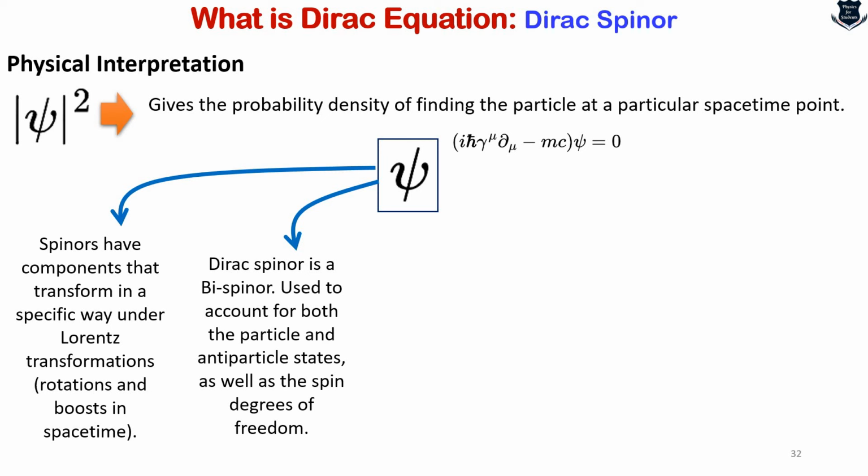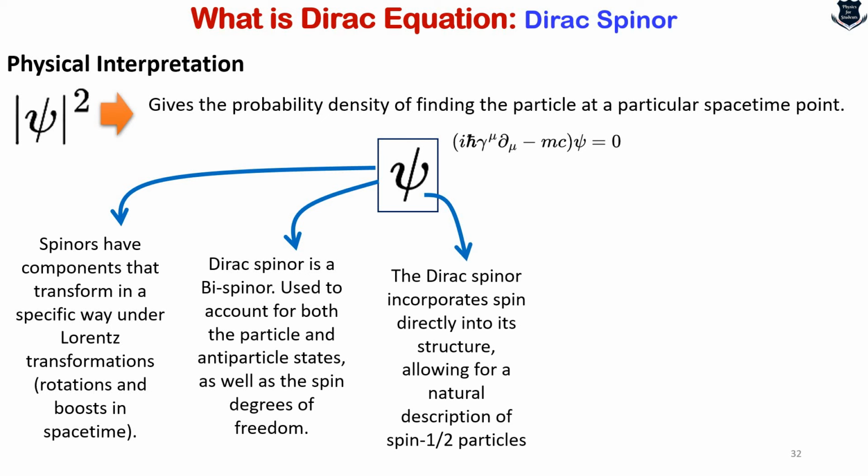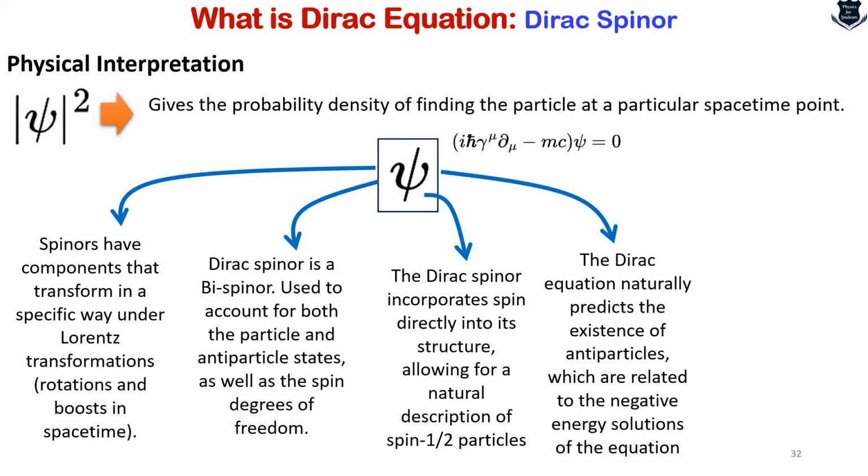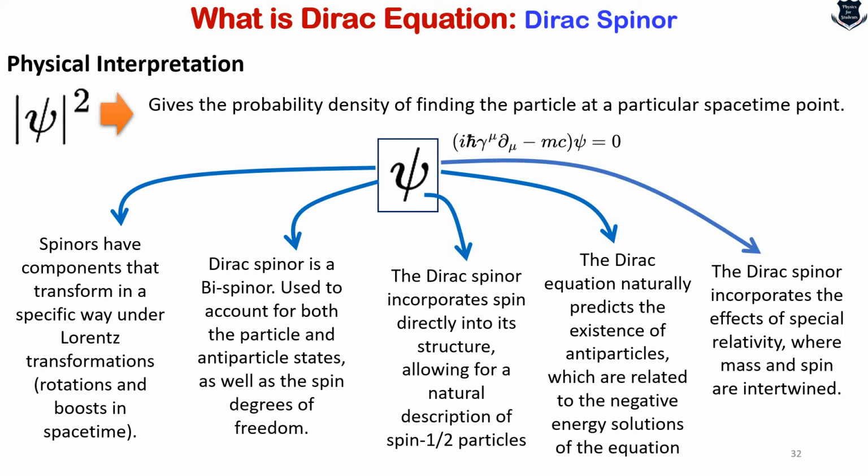It takes into account the particles and antiparticles, so it is a bispinor. The Dirac spinor incorporates spin directly, and it describes elegantly the spin half particles. The Dirac equation naturally predicts the existence of antiparticles, and obviously the Dirac spinor incorporates the effects of special relativity.